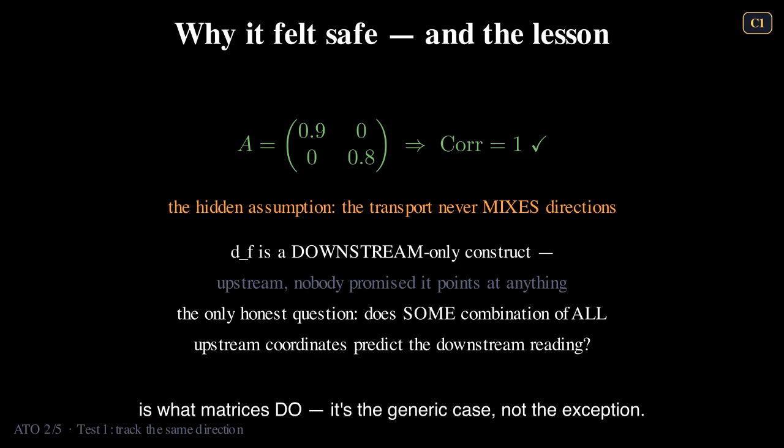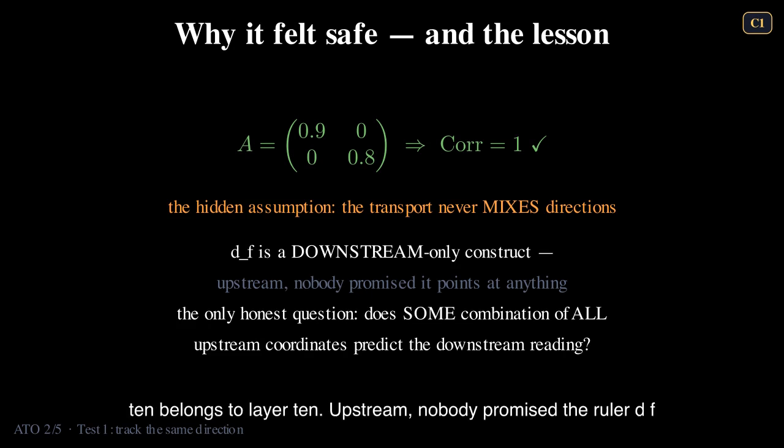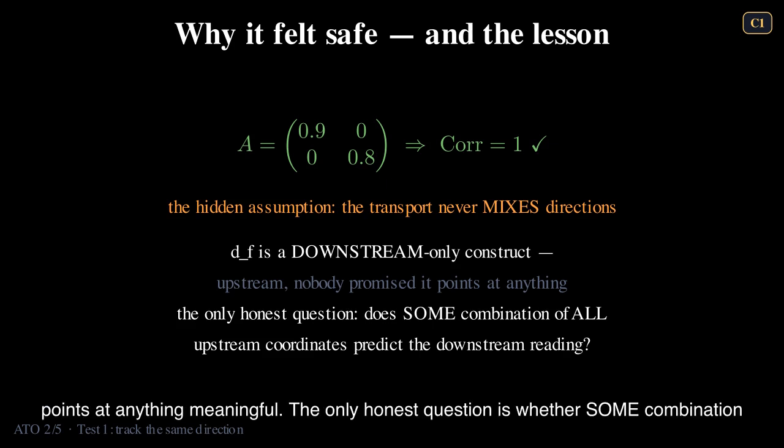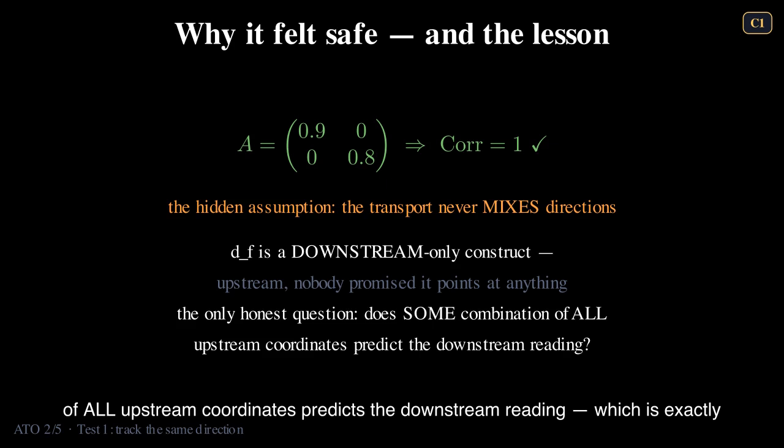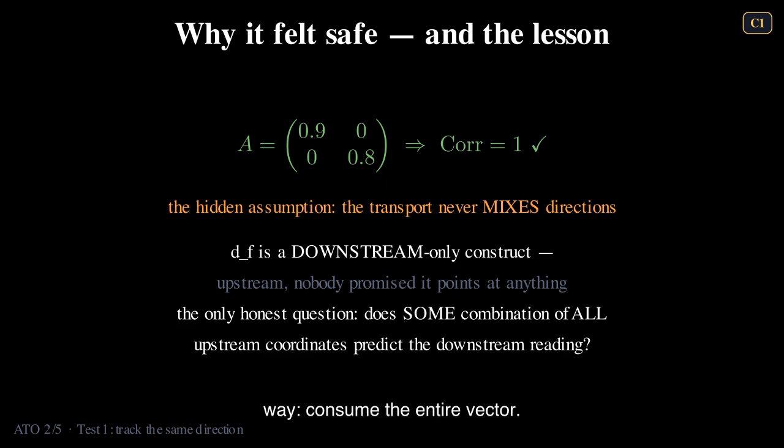But mixing directions is what matrices do. It's the generic case, not the exception. And remember the deeper reason from video 1. The dictionary at layer 10 belongs to layer 10. Upstream, nobody promised the ruler DF points at anything meaningful. The only honest question is whether some combination of all upstream coordinates predicts the downstream reading, which is exactly the affine contract from a minute ago. Constraint 1, earn the hard way, consume the entire vector.